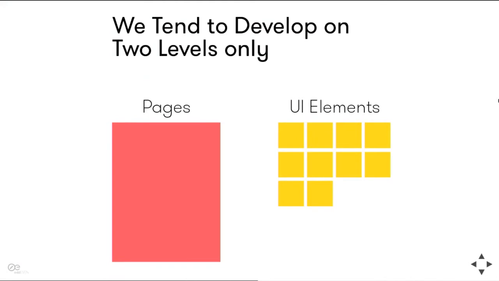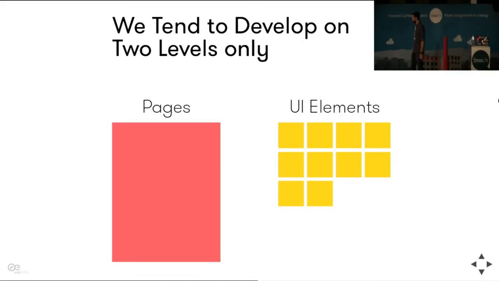So I think one big mistake we made for a long time, and we still do sometimes, is that we tend to develop user interfaces only on two levels, right? We think of pages and UI elements, and then we try to put all these UI elements onto a page. Even when I see people working with components, sometimes they create only a few components, and then they assemble all this together into one single component where the template is getting really, really long, consisting of all these elements.